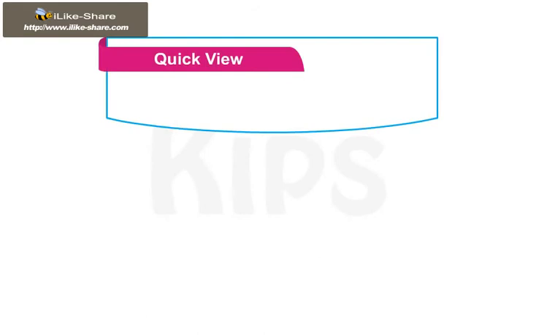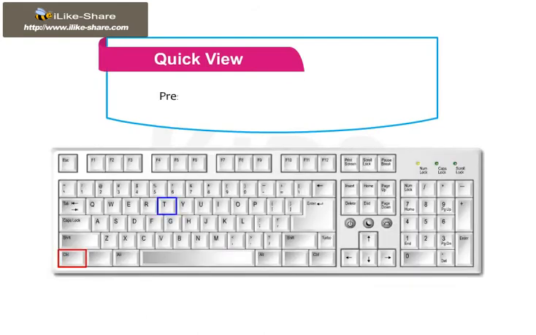Let me share some interesting shortcut keys now. Press Ctrl+T to open the Font dialog box. Increase the font size using the shortcut Ctrl+Shift+greater sign. Decrease the font size using the shortcut Ctrl+Shift+smaller sign.